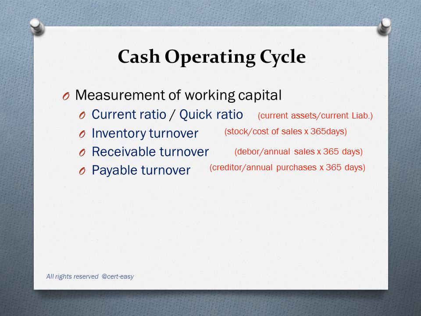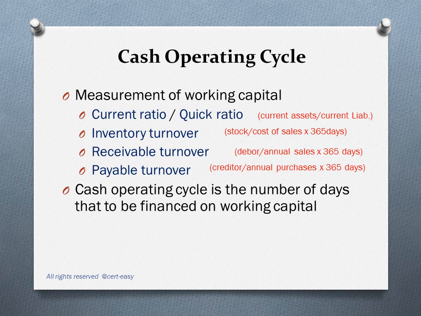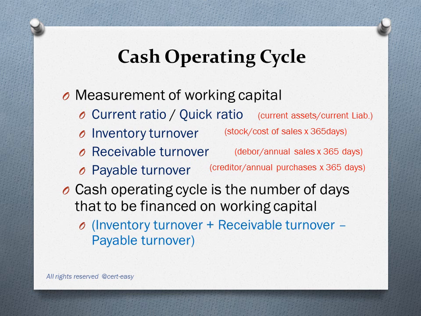Alright, why should I recap your memories of these financial ratios? Because we need them to calculate the cash operating cycle. Cash operating cycle is the number of days to be financed on working capital. What does it mean? Let's put it into a formula.